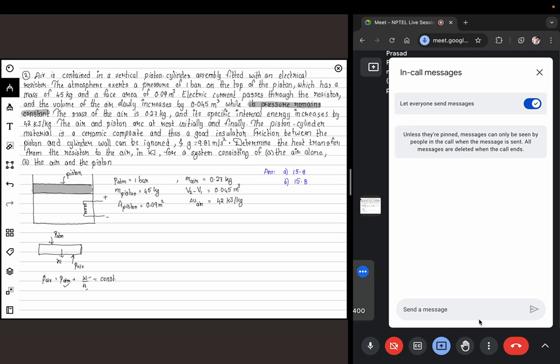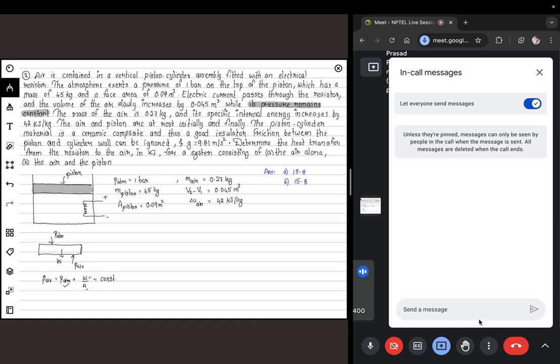Initially both the air and piston are at rest, and finally also they are at rest. So only these two states are specified as rest, and even in between you are assuming that the piston is moving very slowly. The next is an interesting part. The piston cylinder material is a ceramic composite and thus a good insulator.